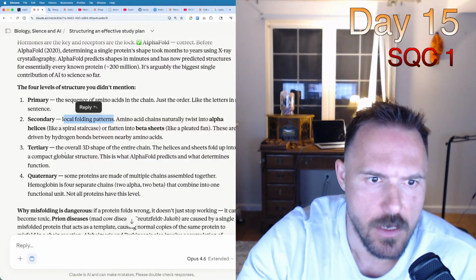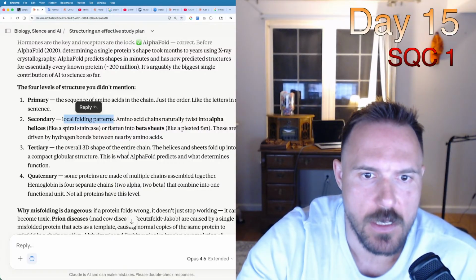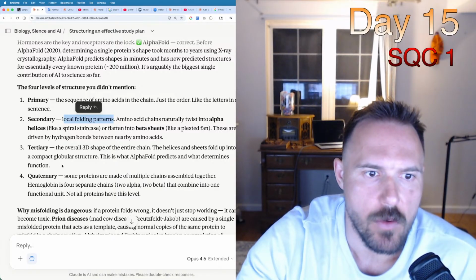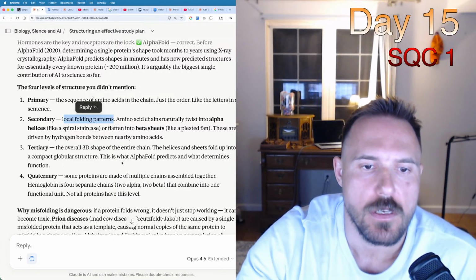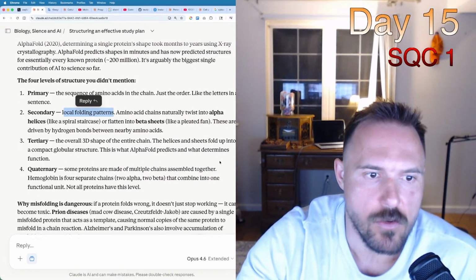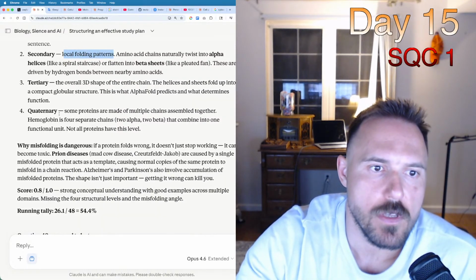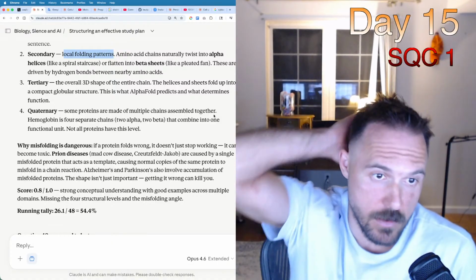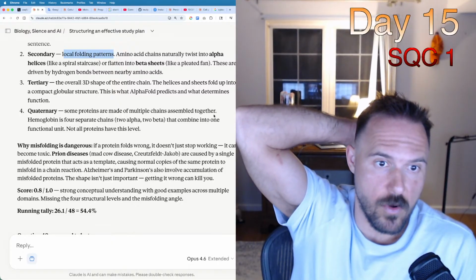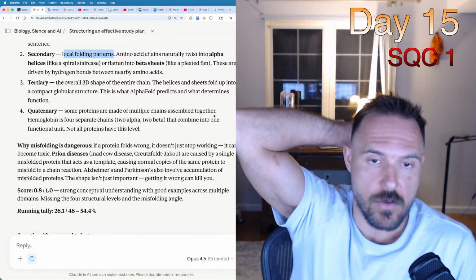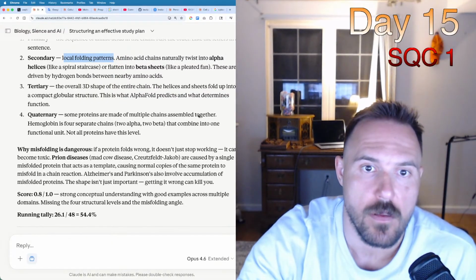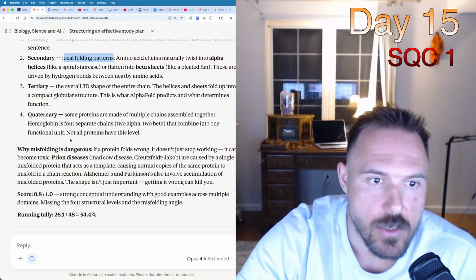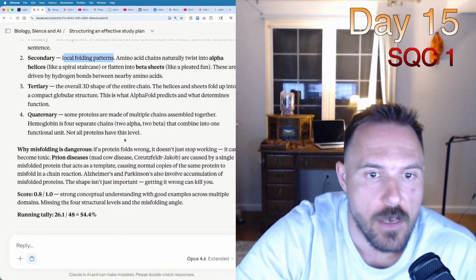Tertiary, the overall 3D shape of the entire chain into a compact globular structure. This is what AlphaFold predicts and what determines the function. Quaternary. Some proteins are made of multiple chains assembled together. Hemoglobin is 4 separate chains, 2 alpha, 2 beta, that combine into one functional unit. Not all proteins have this level.